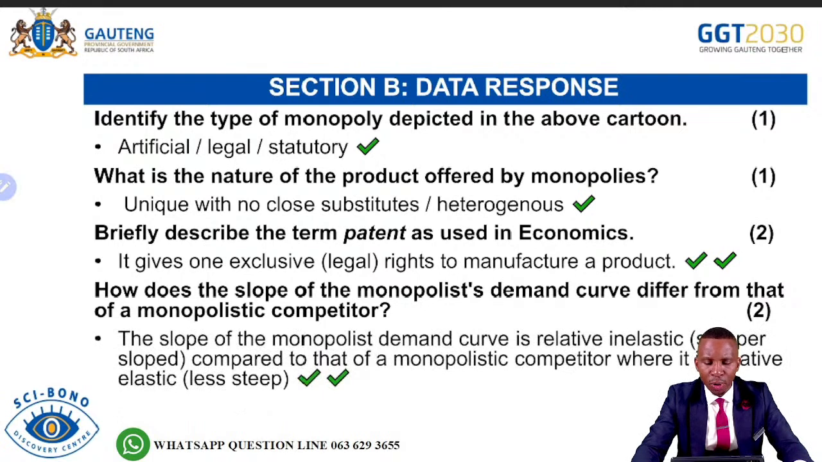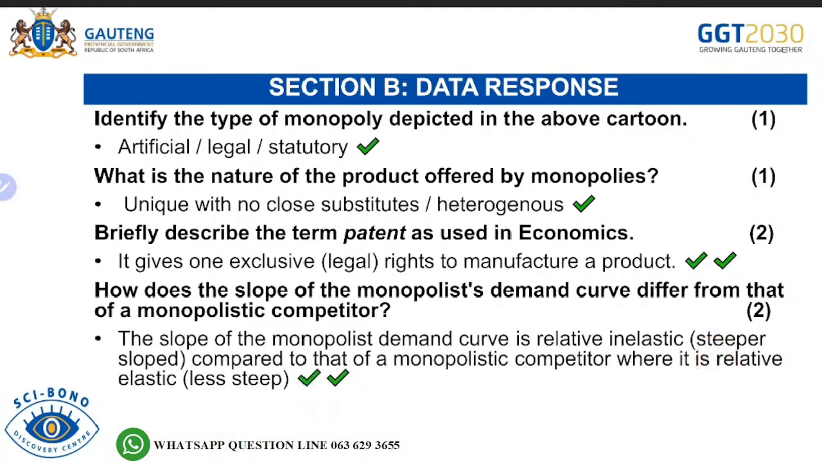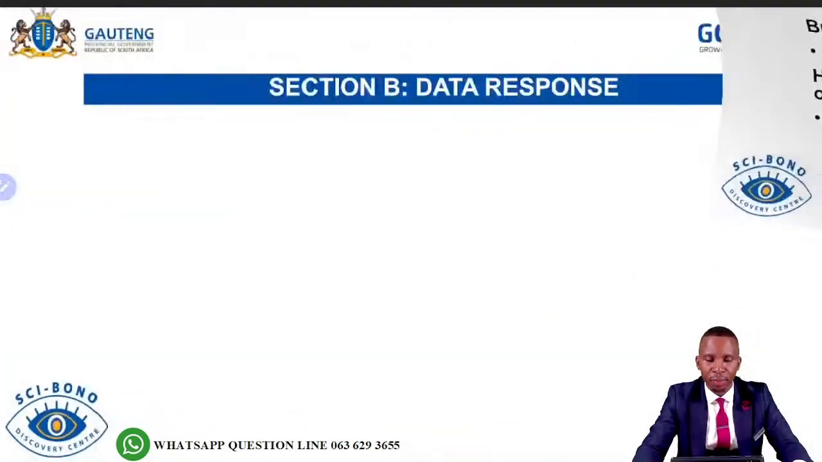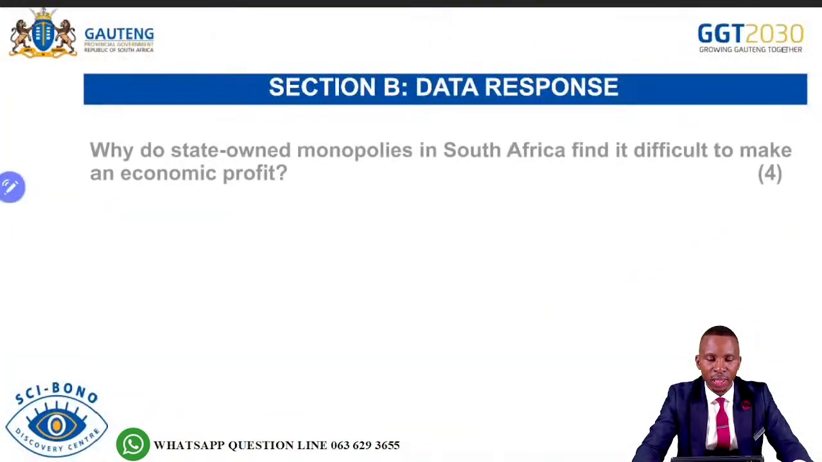The slope of the monopolist demand curve is relatively inelastic, a steep slope, compared to that of the monopolistic competitor, where it is relatively elastic or less steep. That is caused by the fact that in monopolistic competition there is high competition, in the sense that businesses are free to enter the market, while in the monopoly there is no competition. There is only one business that is offering or producing one unique product. We continue with the data response.